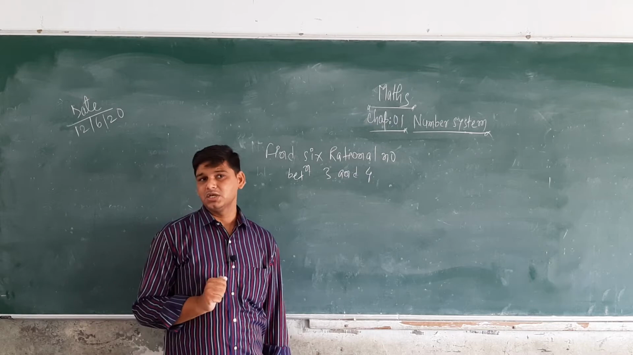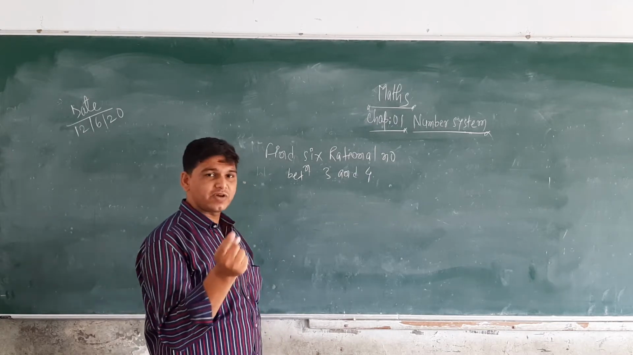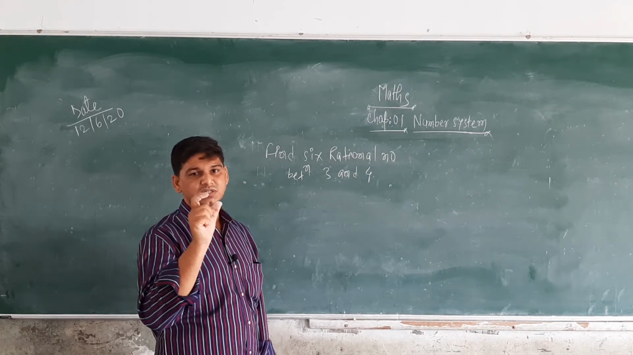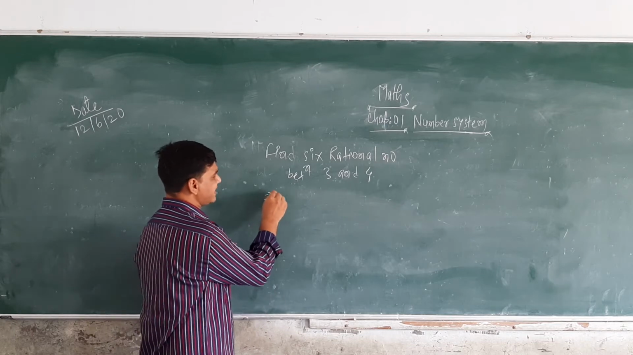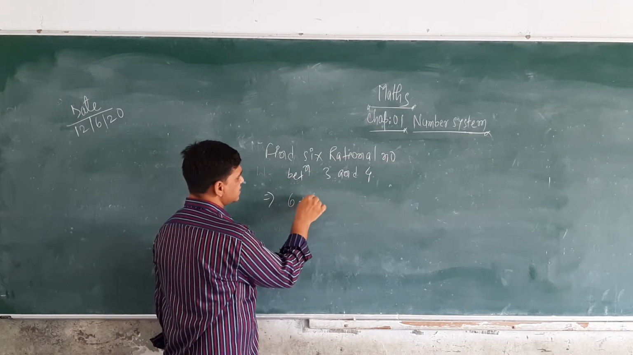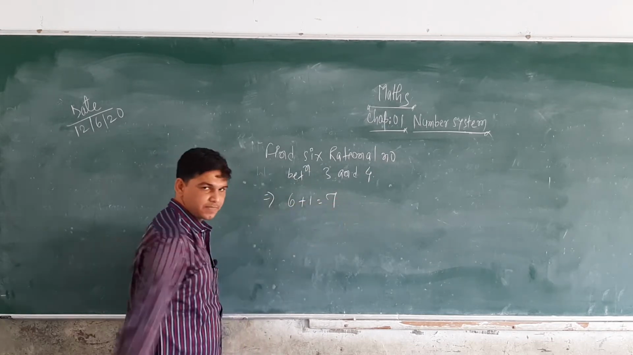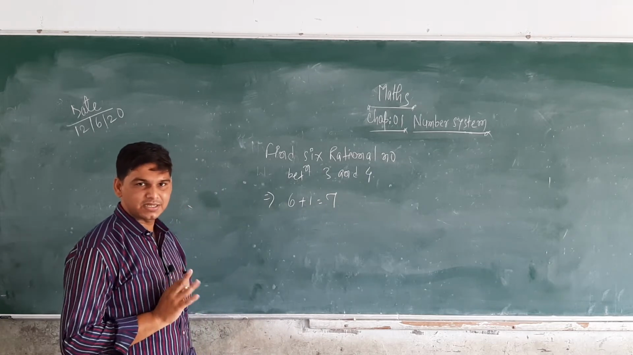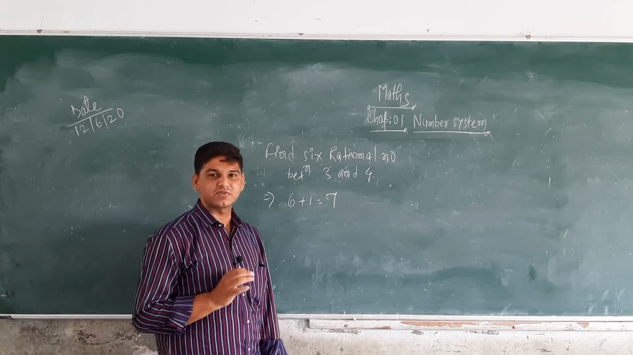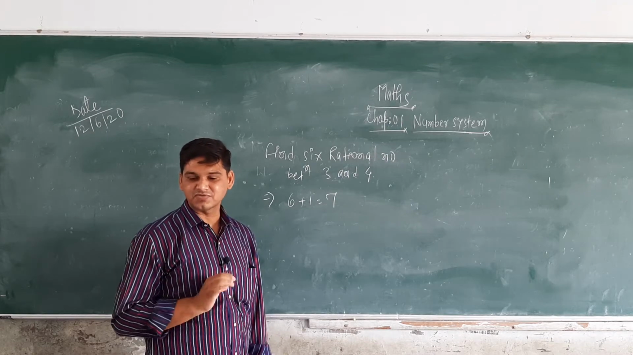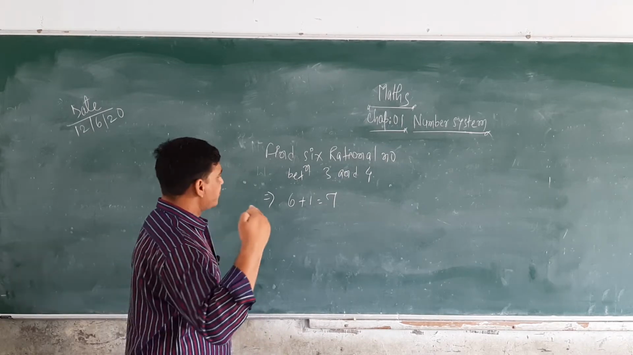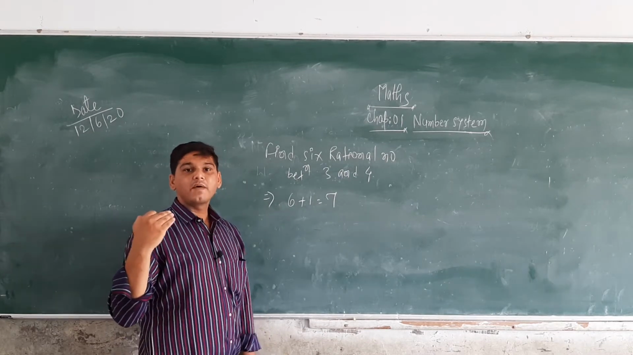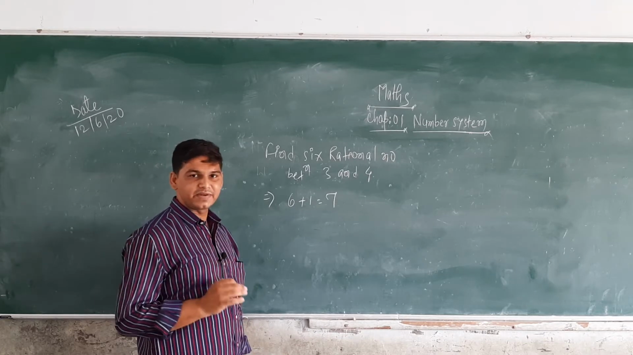6 rational numbers. So first of all, we have to add one to the number of rational numbers we need to find. First we have to find 6 numbers, so 6 plus 1 is what? 7. We have added one number. 6 plus 1 is equal to 7. So we have to find 6 rational numbers between 3 and 4.